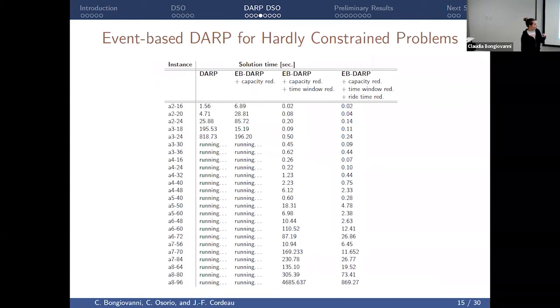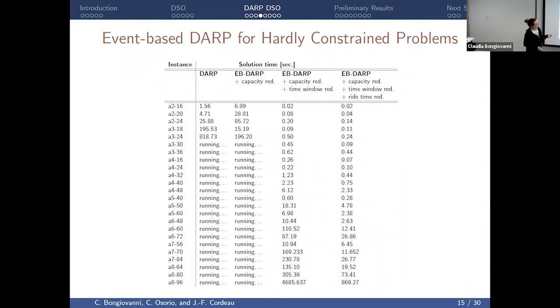2 and 16, for example, indicate 2 vehicles, 16 customers; 2, 20, 2 vehicles, 20 customers. So you see that these are small instances. If we solve a classic DARP, the first one that I showed to you, the graph is people, pickups and drop-offs, and we have 2D or 3D arcs. It can already take a very long time just to solve super small instances. We see an instance with 3 vehicles and 24 customers, without any fancy solution methodology, takes already 818 seconds to solve.